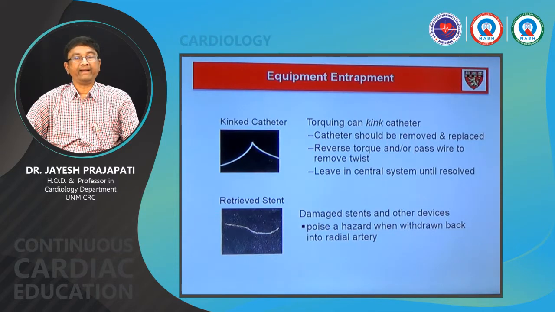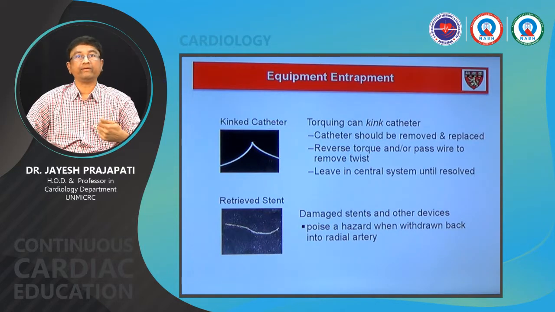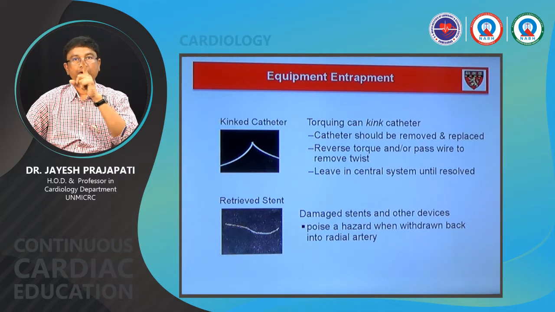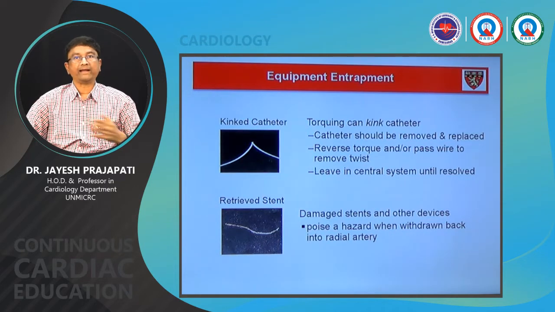Equipment entrapment can occur, such as retrieval of the stent. Sometimes you put a sheath. Sometimes what happens? Don't give too much torque in one side. Then always put a wire and then derotate it. Suppose your catheter is stuck in the radial, go from the femoral, hold one hand and rotate from this side. So that you have to take both the axes and remove it.